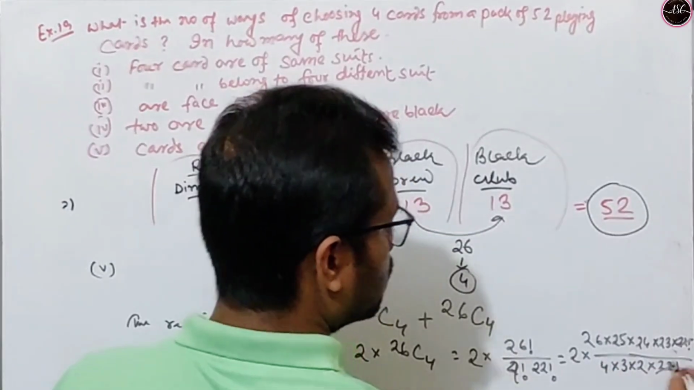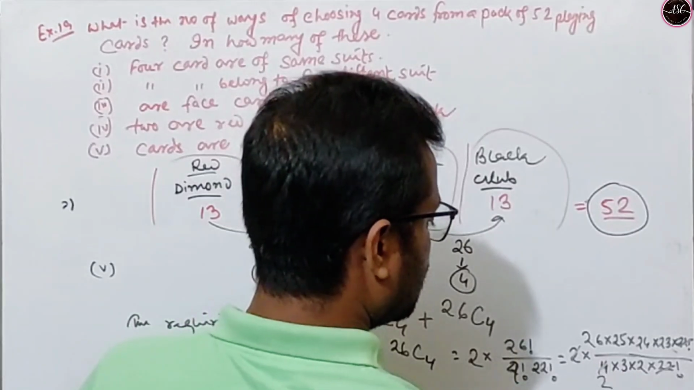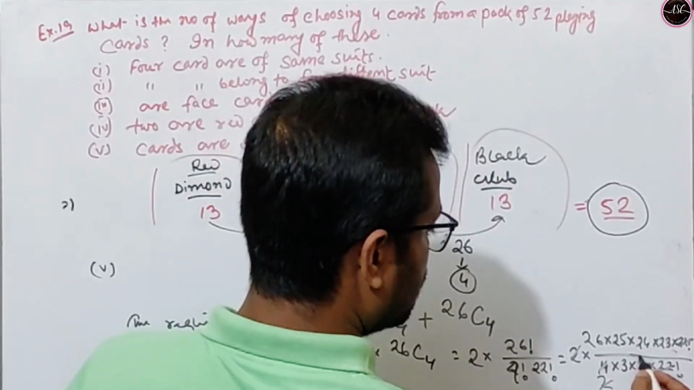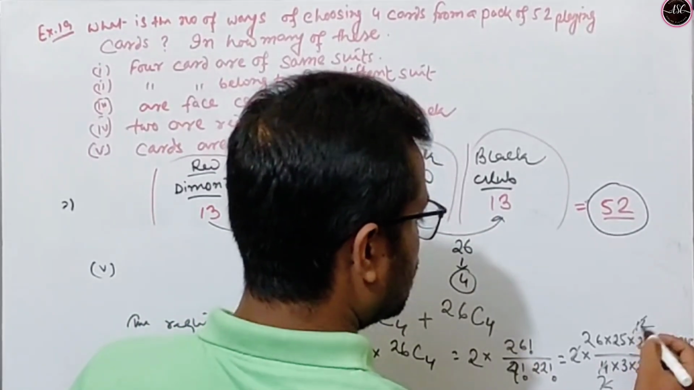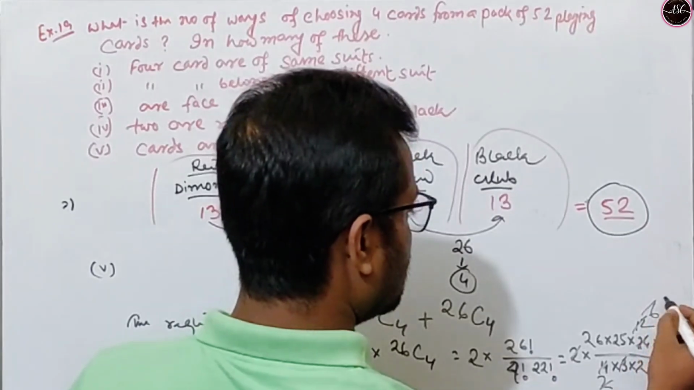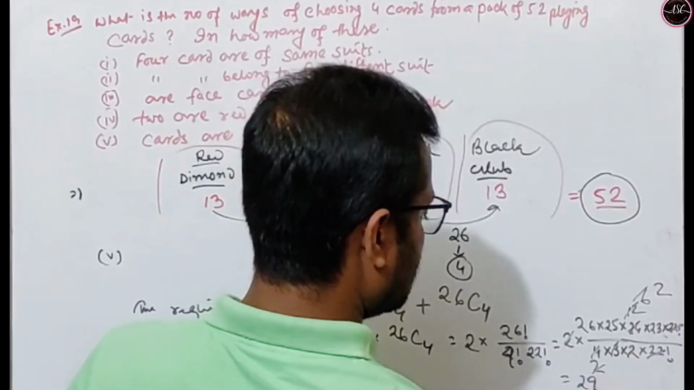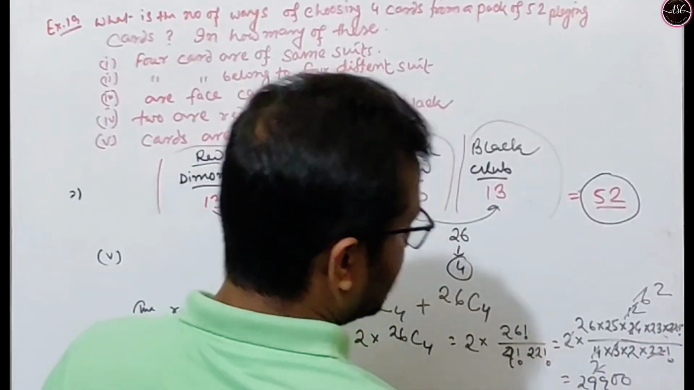Just cancel out these 2. We have 2, 2, 4, and here 2, 12, here 2, 6, here 3, 2. So this will be 29900. Okay.